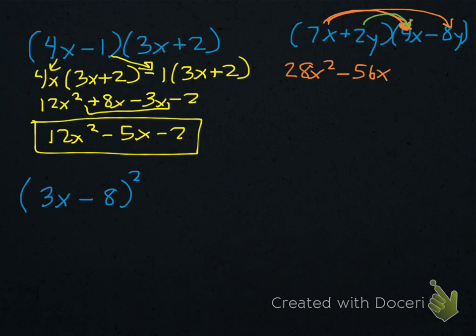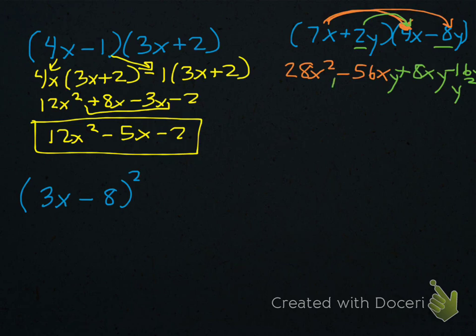And then we do the same thing with the 2y. We make sure that 2y times 4x is plus 8xy. Sorry, this one should have a y as well. And then 2y times negative 8y is negative, I'm going to run out of room, negative 16y squared.